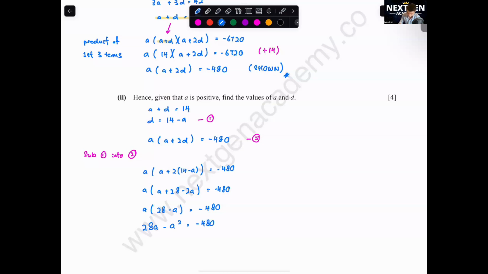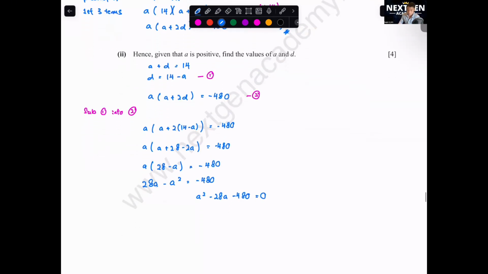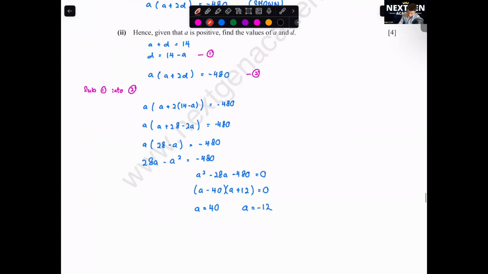Change it to a quadratic equation. I bring everything to the right hand side. So A squared minus 28A minus 480 equals 0. Okay, if you don't know how to solve this, use your calculator, but you should at least show the steps. Okay, type into the calculator. This is a quadratic equation. You should get 40 and negative 12, but we will factorize it like that. A minus 40, A plus 12 equals 0. A equals 40, A equals minus 12. Okay, they say given that A is positive, so we will reject this one. This one is the one.